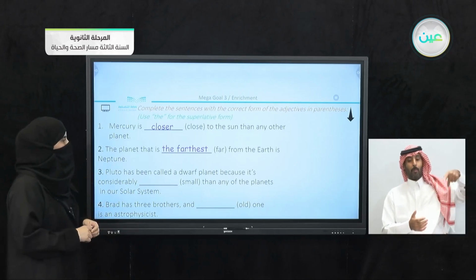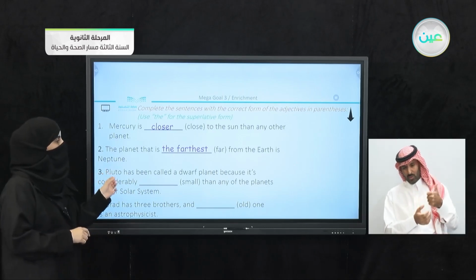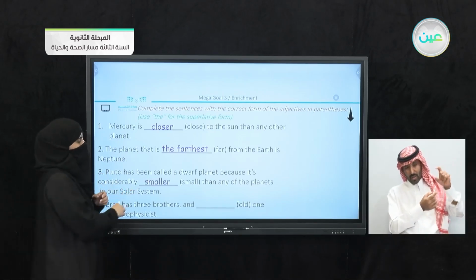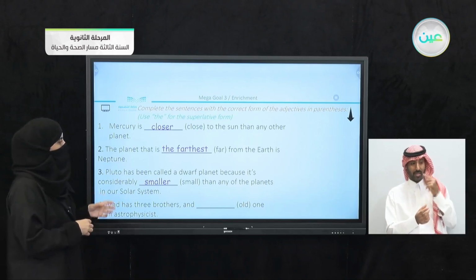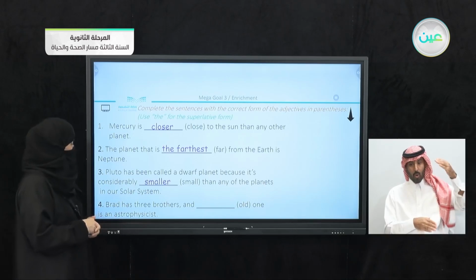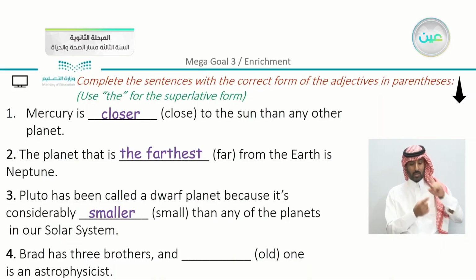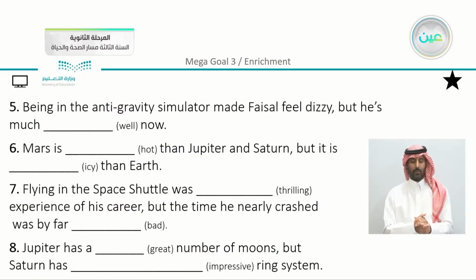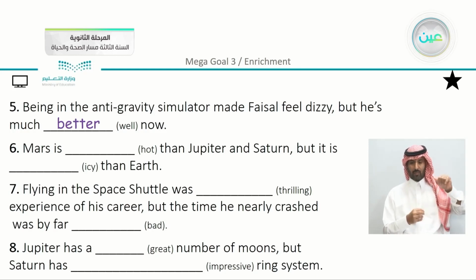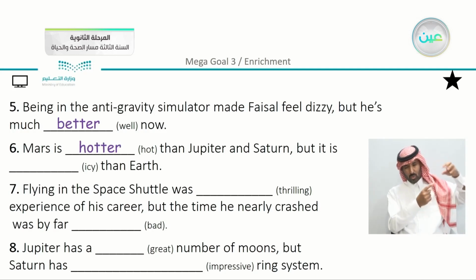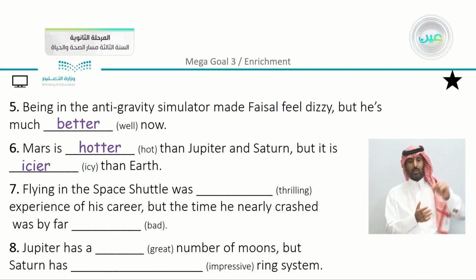Pluto has been called a dwarf planet because it's considerably small than, so it is easy to just write smaller. Brad has 3 brothers and old one is an astrophysicist. So we can say that the oldest one. Being in the anti-gravity simulator made Faisal feel dizzy because, but he's much better now. Mars is hotter than Jupiter and Saturn, but it is icier than Earth.